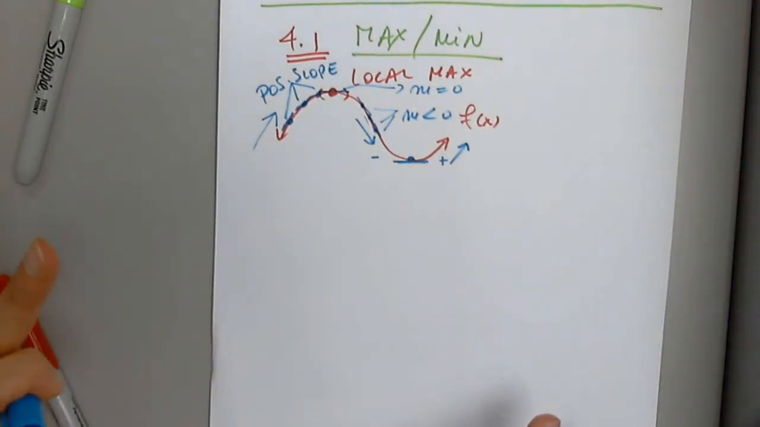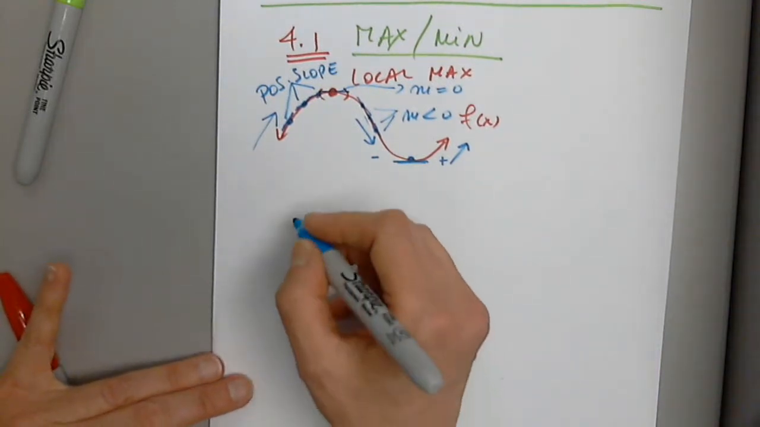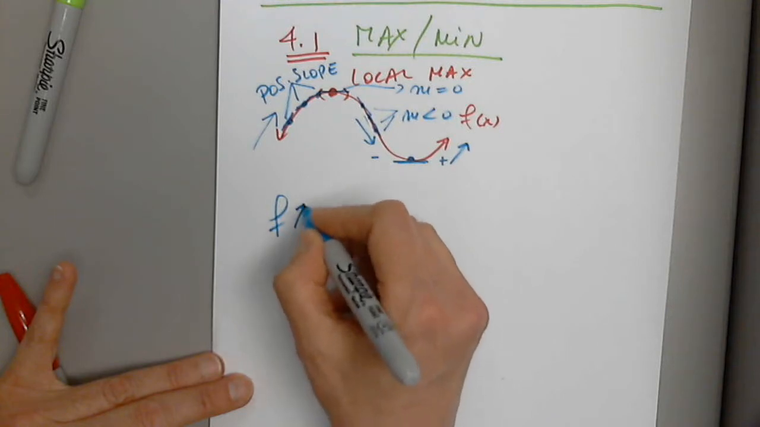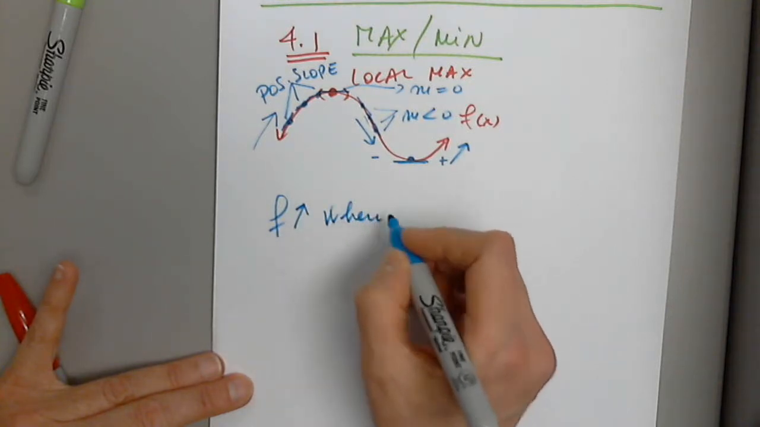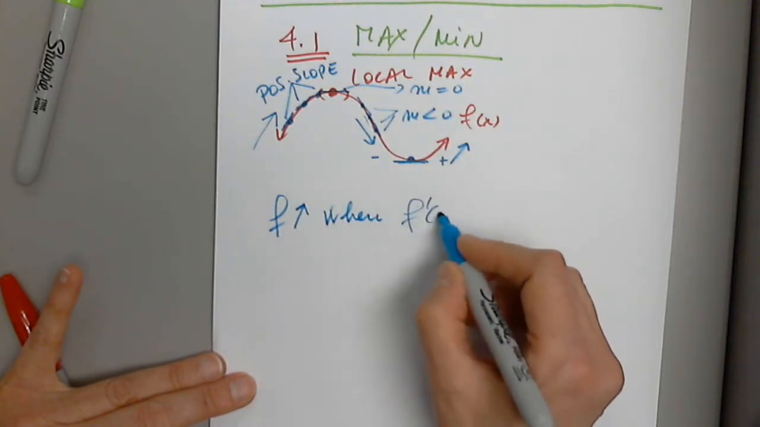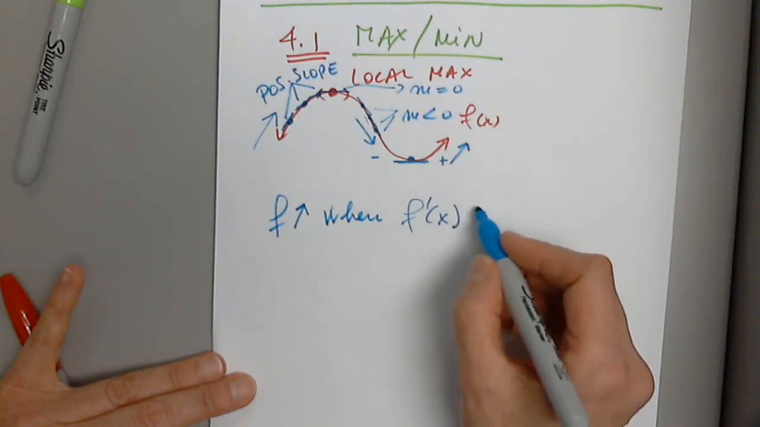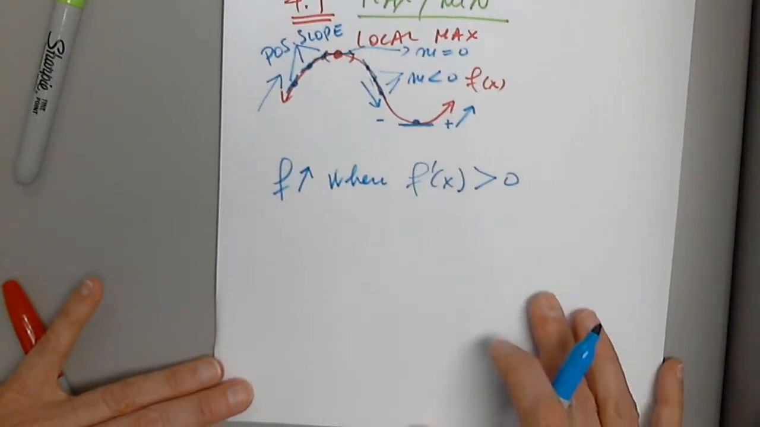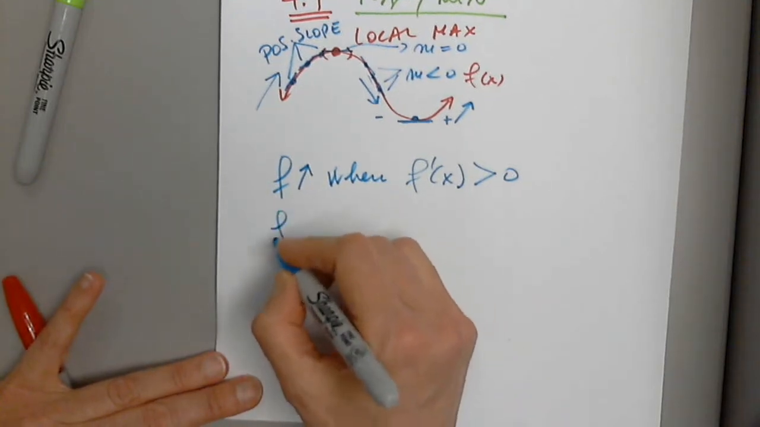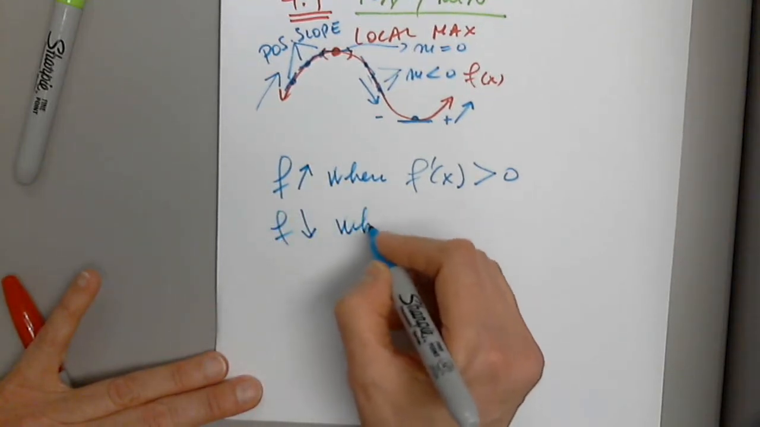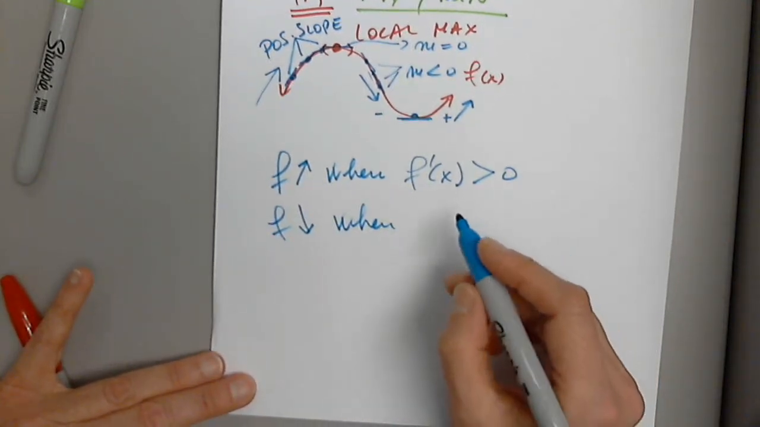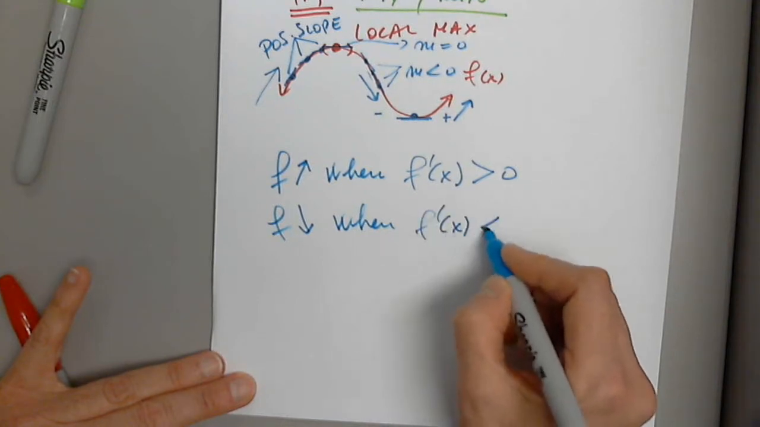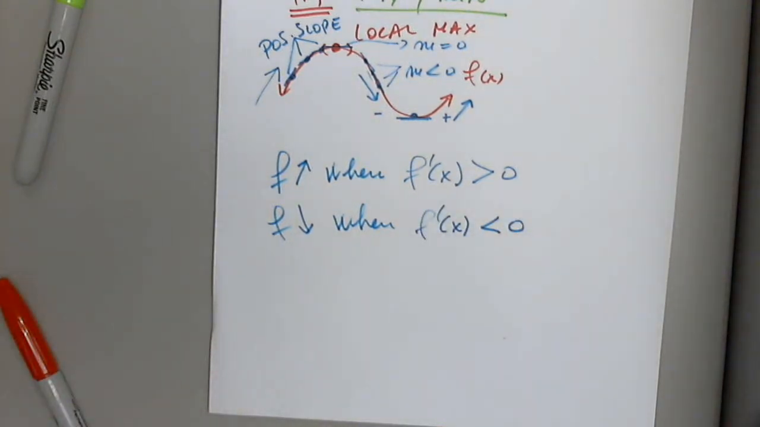So we already established something very important, that the function is increasing when the derivative is positive. Excellent. And the function is decreasing when the derivative is negative. We're jumping ahead a little bit, however.